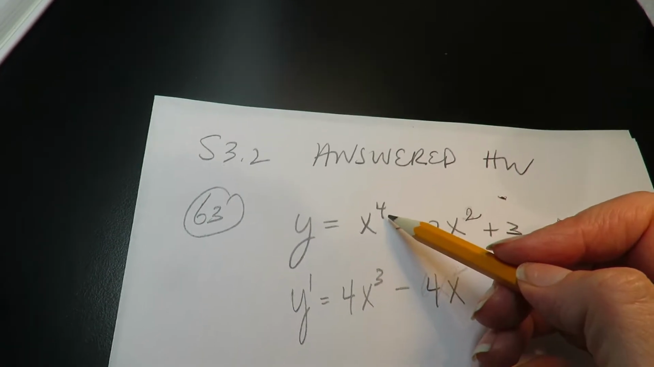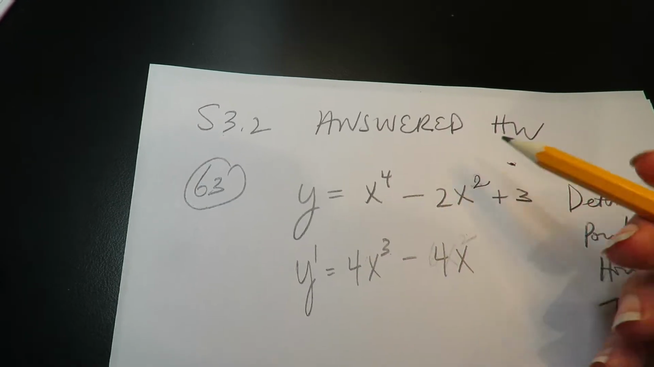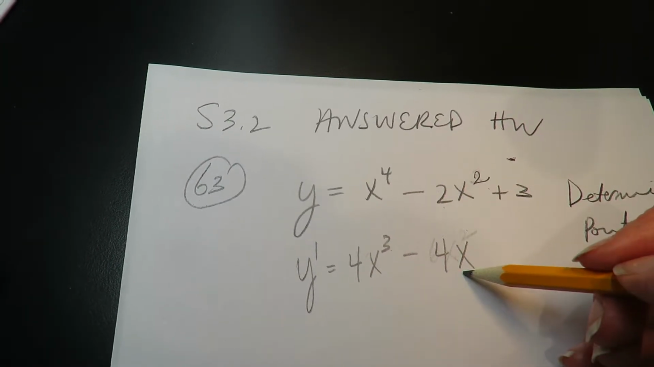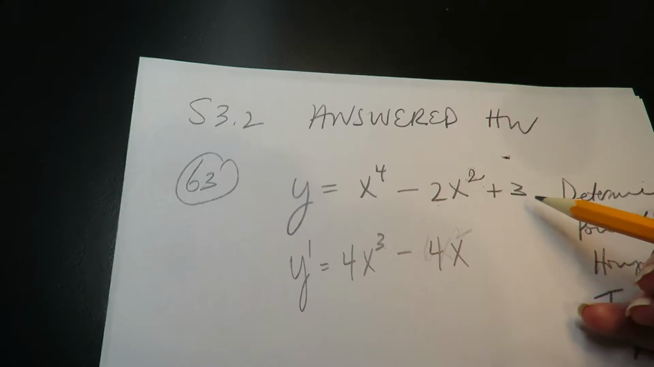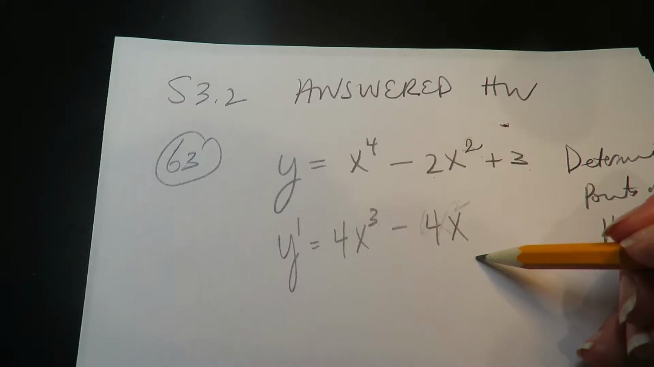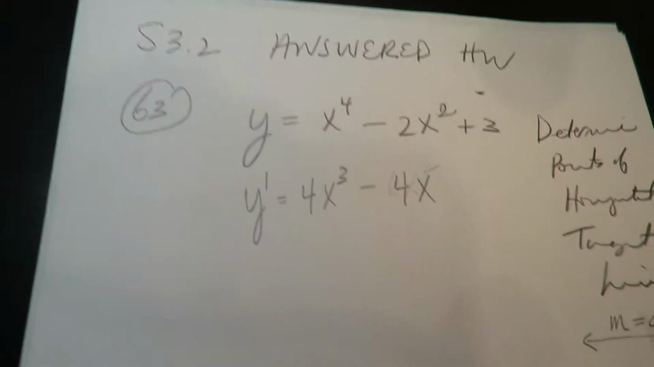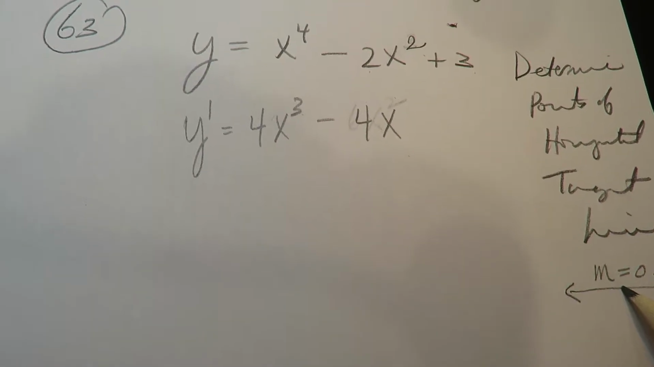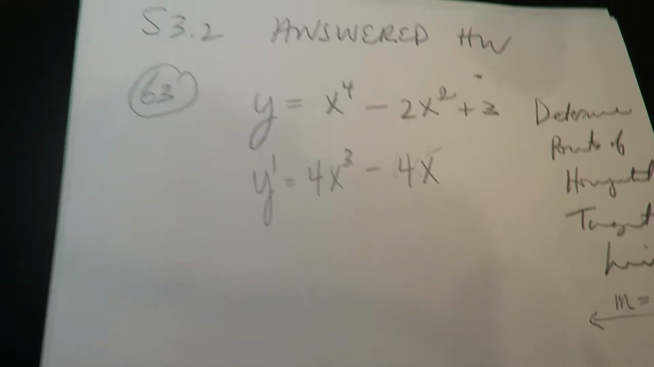Okay, so you're going to use the power rule. You bring the 4 down in front, that makes a 3. You bring the 2 down in front, it makes a 4. And the derivative of a constant goes to 0. Alright, so this is the derivative. So again, you have to set the slope equal to 0 to find the horizontal tangent line.